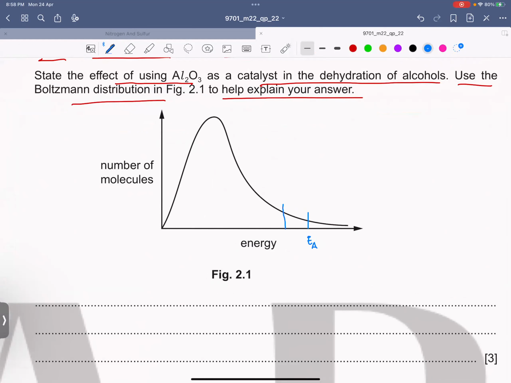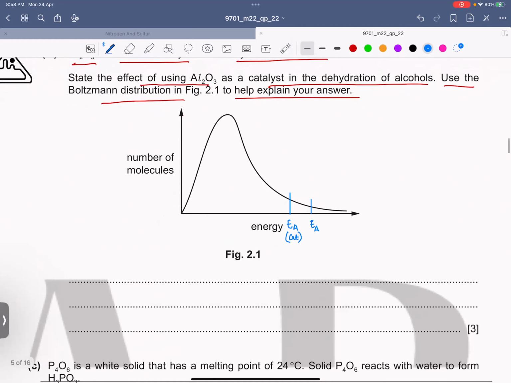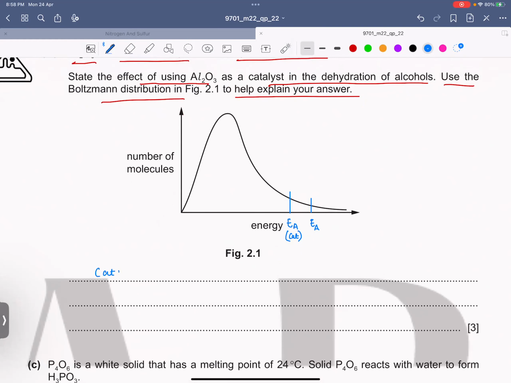And then I would put another line at a lower energy. And here I would write E A cat, which is suggesting that it is the activation energy when the catalyst is added. So see. What happens by adding the catalyst? Catalyst lowers activation energy. And what happens by lowering the activation energy? Number of successful collisions increases.